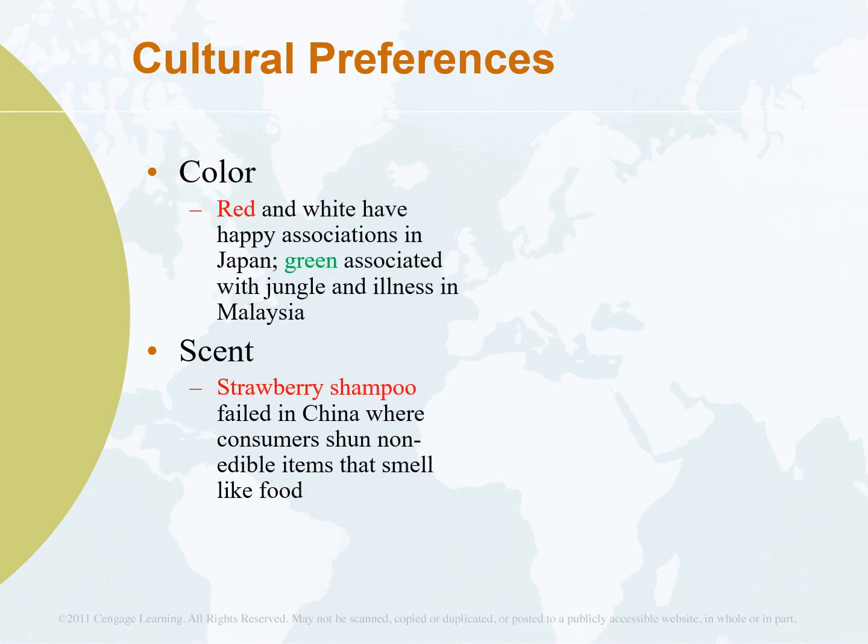Cultural preferences. Because of the preference of color by people from different countries, you may have to adapt. For example, color. Red and white have happy associations in Japan. In Japan, they use red and white for happy associations. Green is associated with the jungle and illness in Malaysia. Think about that. Jungle and illness.